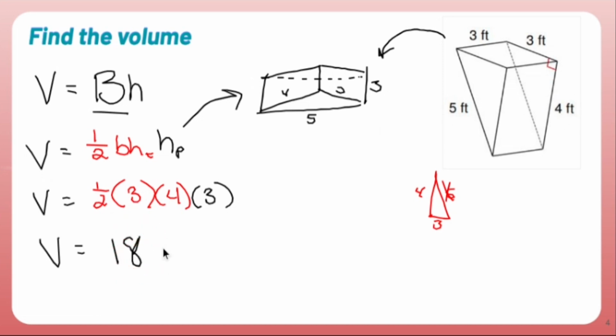Now, the unit that I have here is feet. So I'm going to make sure that I say feet cubed, because this is volume, and volume is measured in cubic units. But there you have it. The volume of a triangular prism is 18 cubic feet in this case. Done.